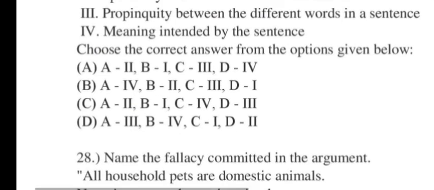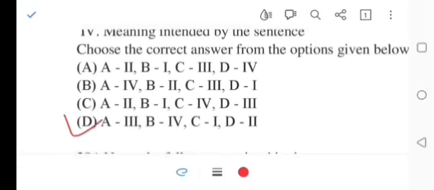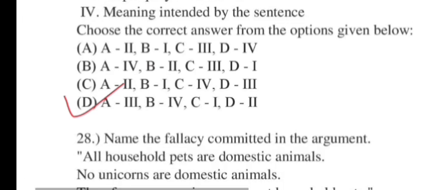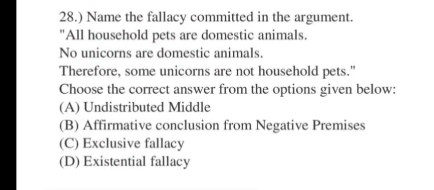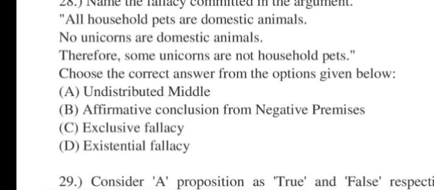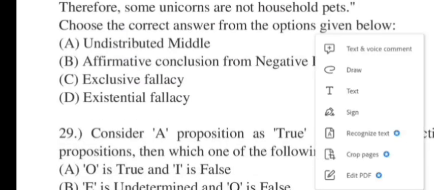It will be A3, B4, C1, D2, that is number D. Then 28 says, name the fallacy committed in this argument. In the argument, all household pets are domestic animals. No unicorns are domestic animals. Therefore, some unicorns are not household pets. Choose the correct answer from the options given below. Undistributed middle, affirmative conclusion from negative premises, exclusive fallacy, existential fallacy. 28, it will be existential fallacy.